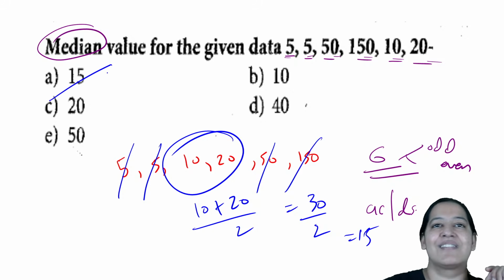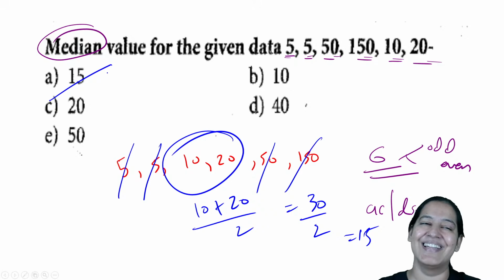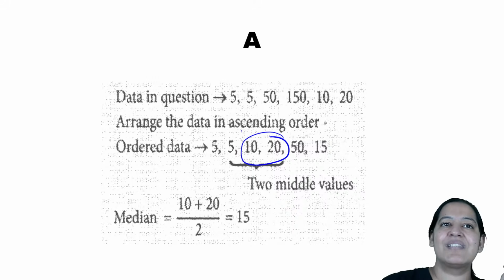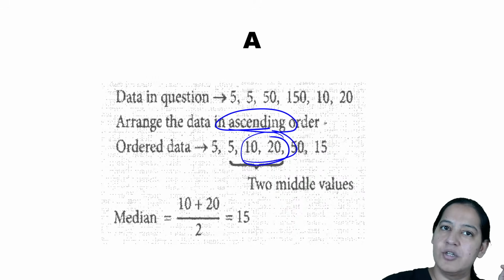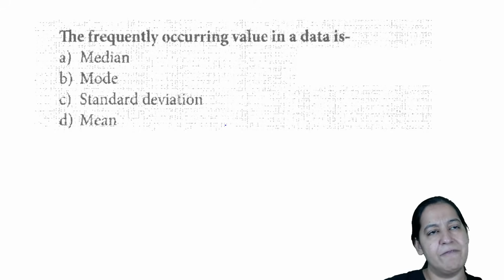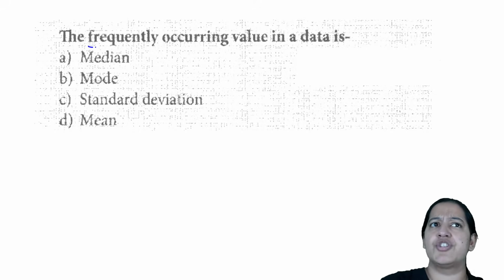Yes, Niranjan, you are faster than me. So correct answer here is A. That is how you have to calculate. First arrange them in ascending order. Then see middle two values, take the average of it. Again and again I am saying the same thing. Yes, tell me the answer. Very easy question, theoretical question.